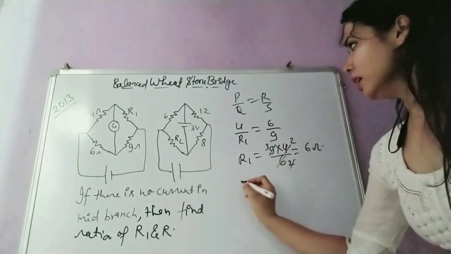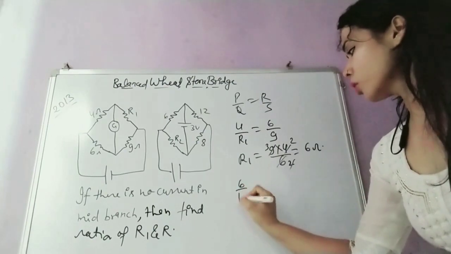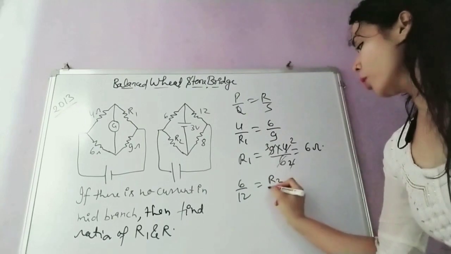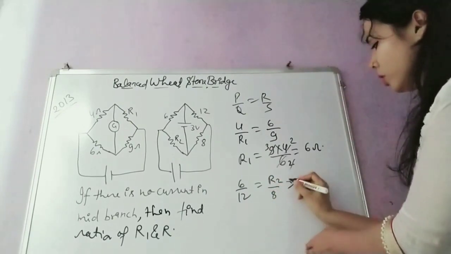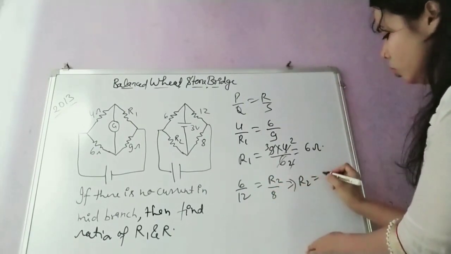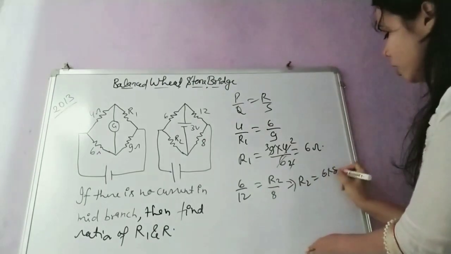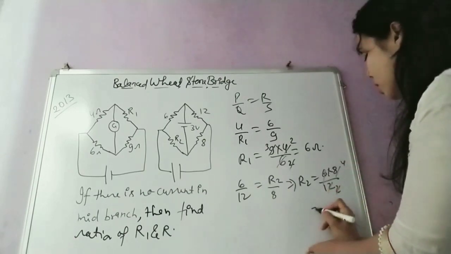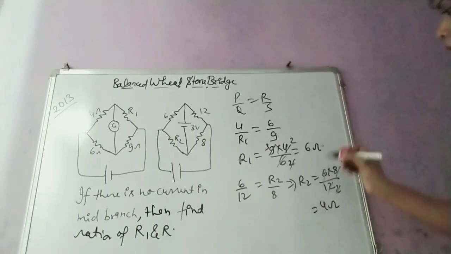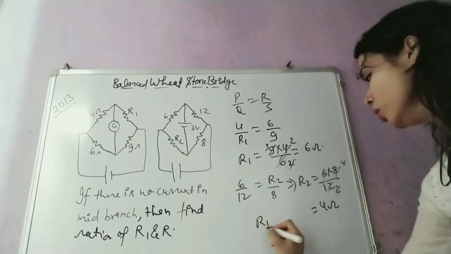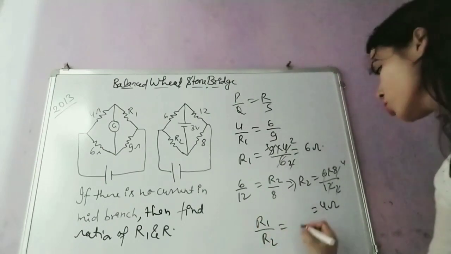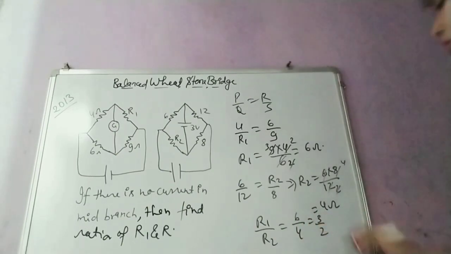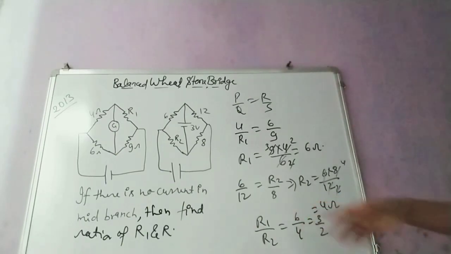Now for the second one, 6 upon 12 equals R2 upon 8. So from here you can find R2 equals 6 into 8 upon 12. So it's 2, 2, 4. So that is 4 ohm. So now you got R1 upon R2. So R1 upon R2 equals 6 upon 4. That is 3 by 2. So this is the ratio of resistances R1 and R2.